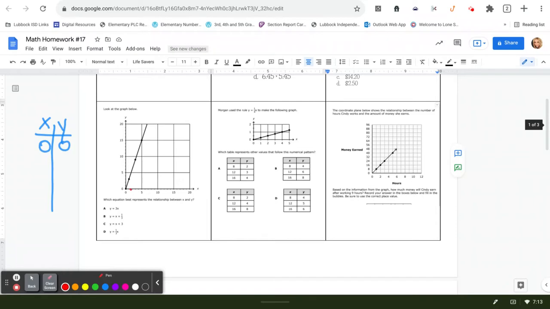Okay, so then we need to look at these ticks in between 0 and 5. I can see there's 1, 2, 3, 4. That means each of those ticks represents 1, right? Because I can start at 0 and I can count 1, 2, 3, 4, 5, 6, 7, 8, 9, 10. So each one is going to represent 1. So let's see. Here they go. Over 1, up 3.